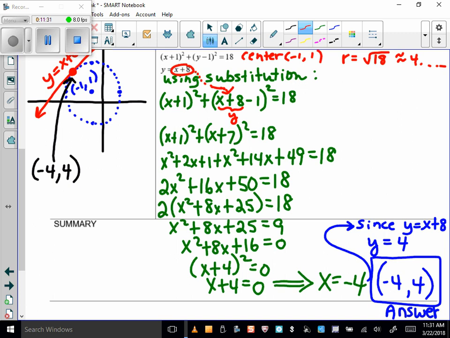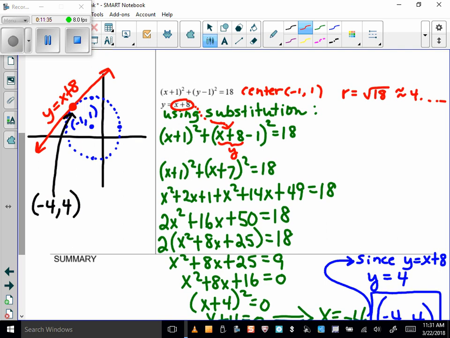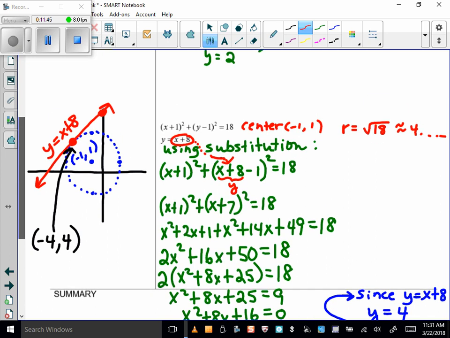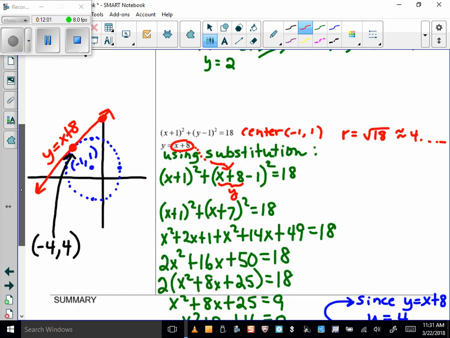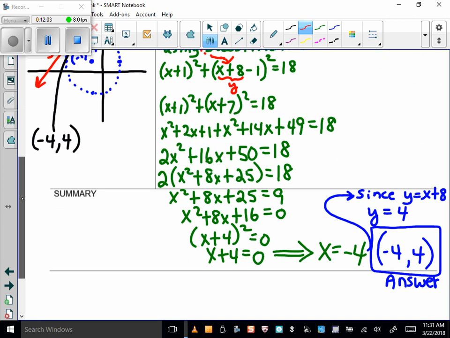And then I know that the line has a y-intercept up here at 8 and a slope of 1, so I sketched that in there. I really didn't sketch my line in until after I found out that there was only 1 point of intersection. So when you're sketching, it's very hard. I did the circle first, found out that there was 1 point of intersection, and then I sketched my line in to make sure it looked like a reasonable solution.